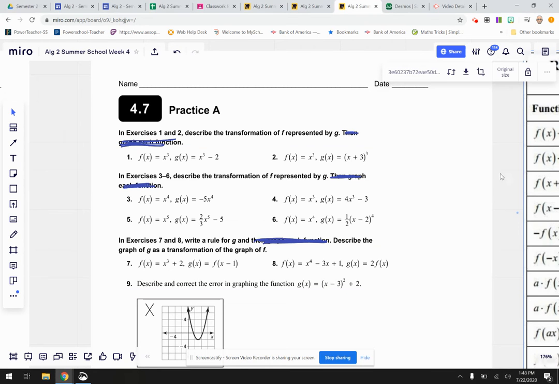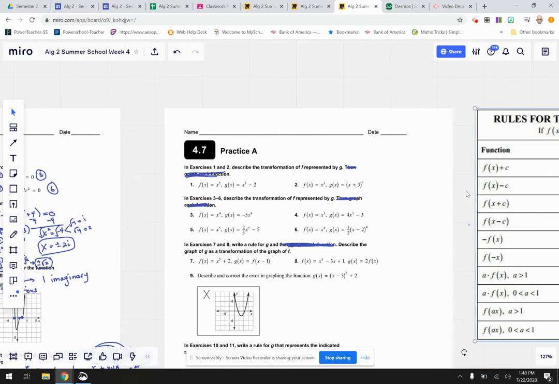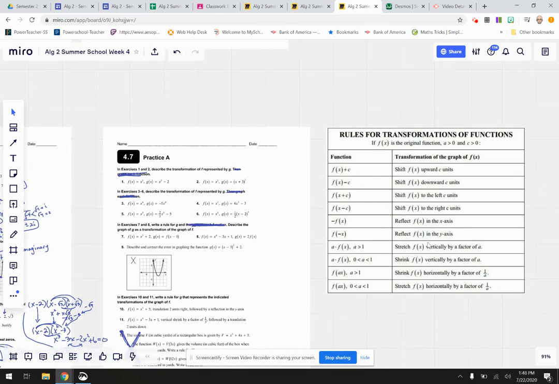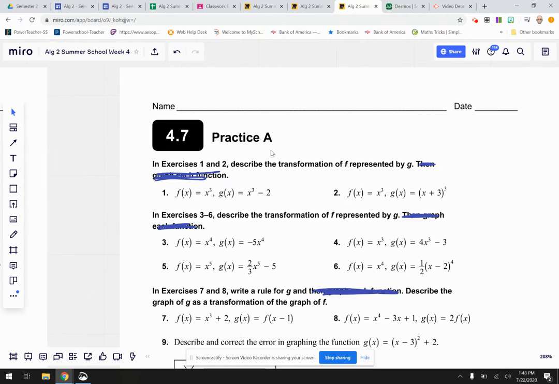All right, here's a video for 4.7. I did bring over our rules for transformation from earlier in the semester and from first semester. It's a great review. So that's really all 4.7 is. You're just reviewing all the ways that the graphs are going to either get shifted or reflected or stretched or shrunk. So let's look at it.